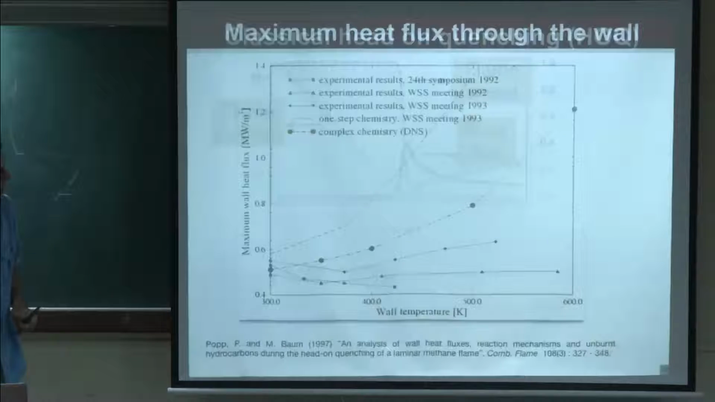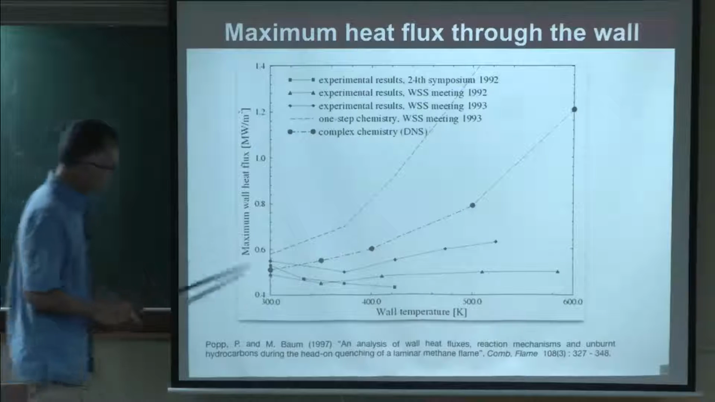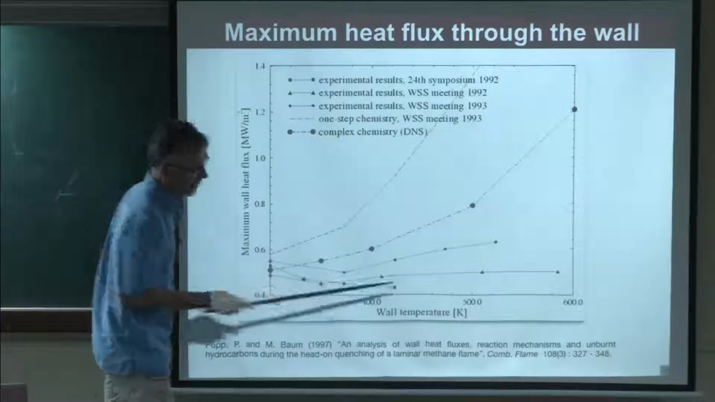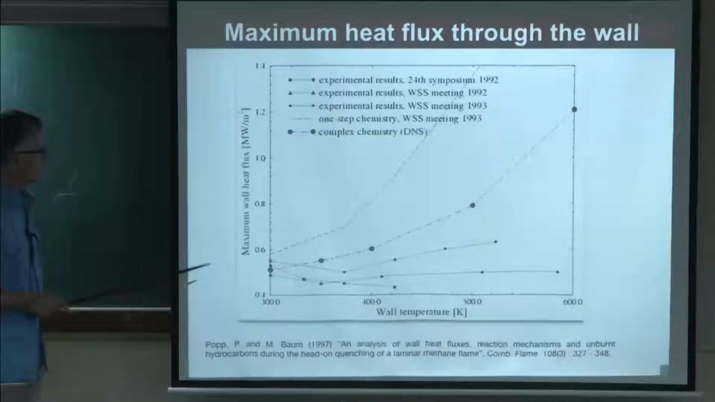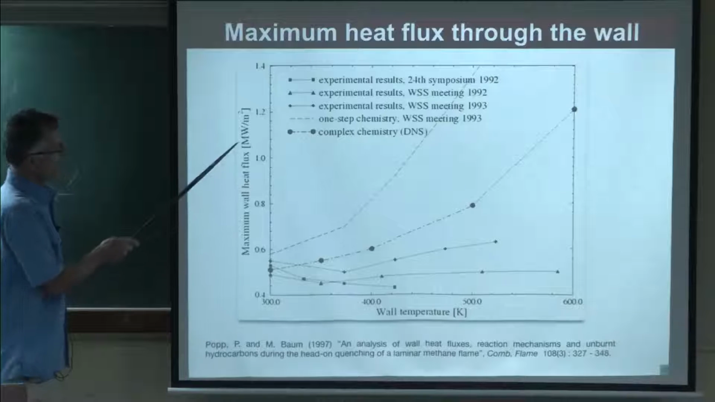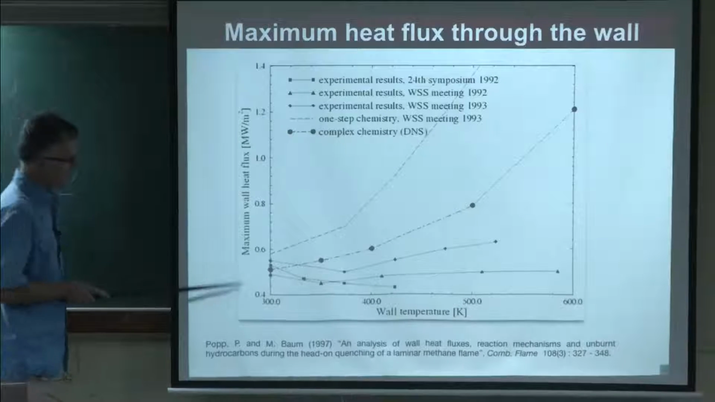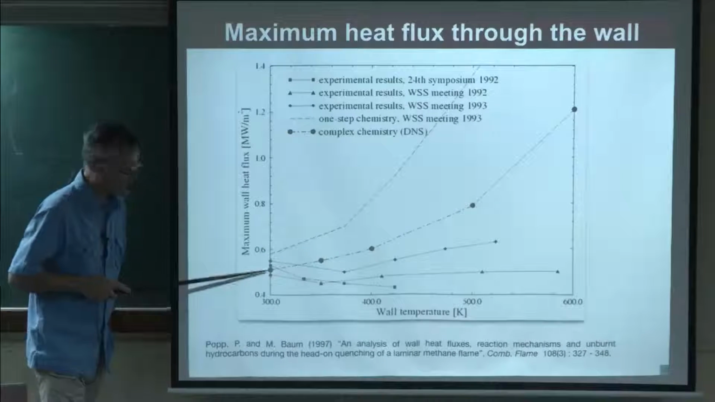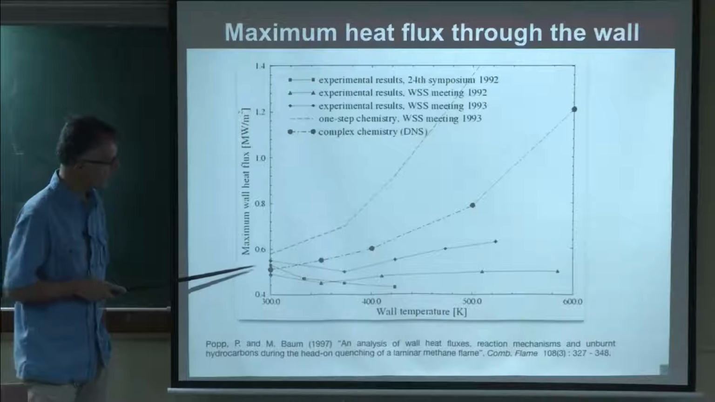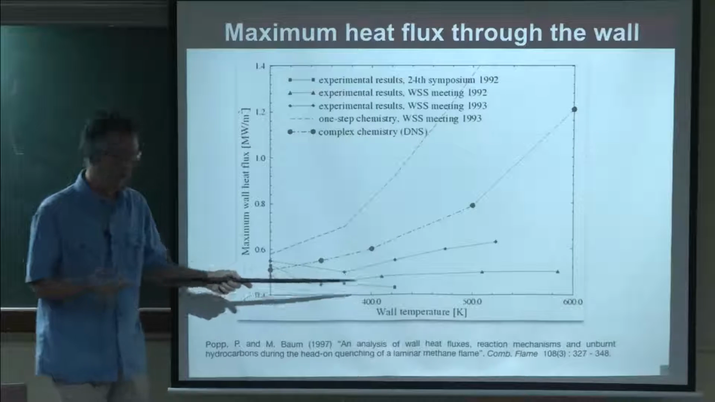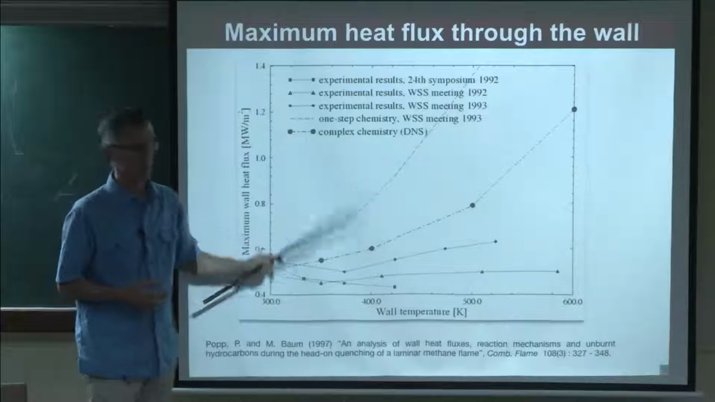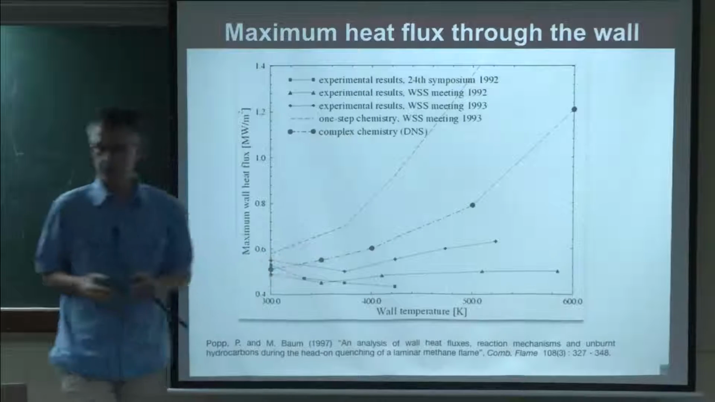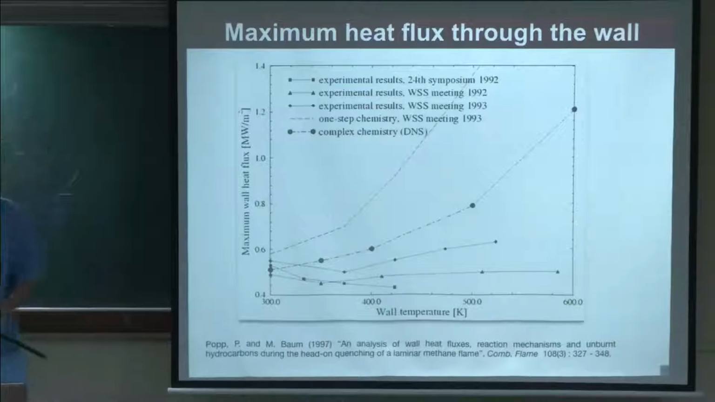This is what you obtain. So this is the wall temperature, 300K. They went up to 600. Those are different experiments and different simulations. And those are megawatt per square meters. And you see, at ambient temperature, you get fluxes of the order of a half megawatt per square meter. And when the wall gets warmer, sometimes it's going up, sometimes it's going down. But the trend is that it's mostly going up.